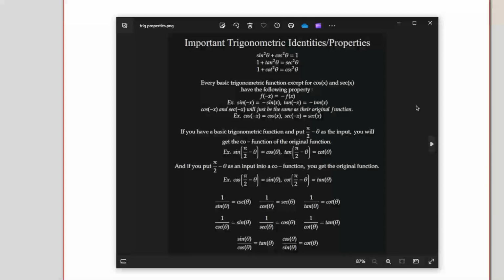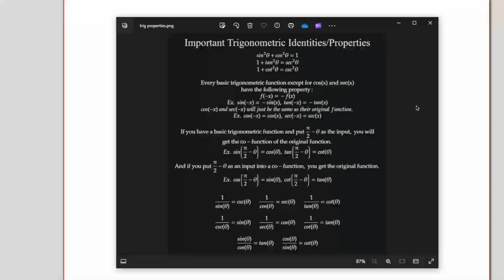So firstly, we see that sine squared plus cosine squared is equal to 1, 1 plus tangent squared is equal to secant squared, and 1 plus cotangent squared is equal to cosecant squared. These will help you in proving some trigonometric identities in the future, so memorize these.